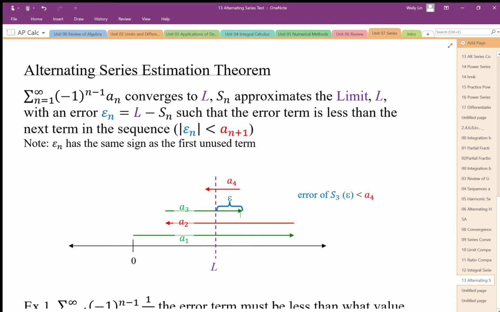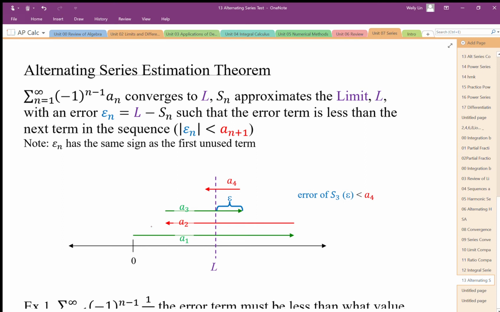So this is an alternating series, and we know that with an alternating series, we're just going to go back and forth, back and forth. So eventually, we're going to end up at this limit if we do this infinitely. But if we stop at some particular point, we want to know how far we are from the limit, or what our maximum error is from the actual limit.